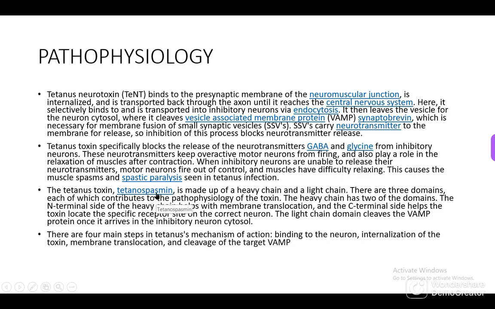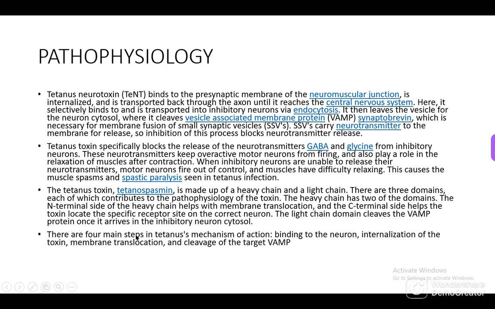Tetanus spasm. The toxin, the exotoxin, has a heavy chain and a light chain, with 3 domains. The heavy chain has 2 domains, the N-terminal side and the C-terminal side. The light chain domain cleaves VAMP protein 1 that arises in the inhibitory neuron in the cytosol. So they are blocking the inhibitory neurons, which have a very important role, definitely. Is it a lower motor neuron or upper motor neuron region? Answer yourself.